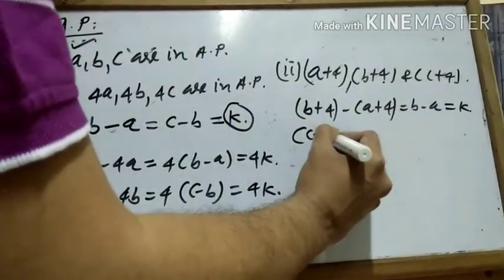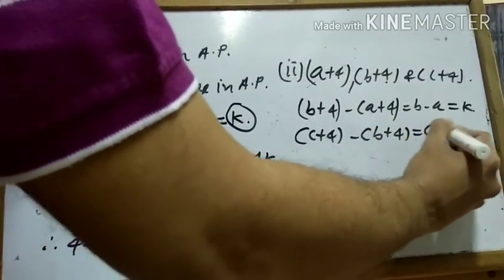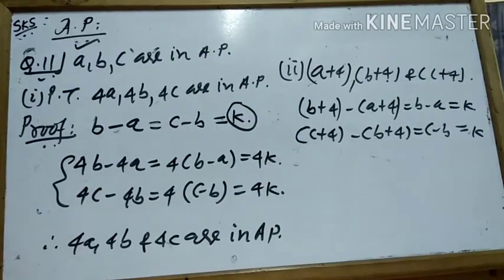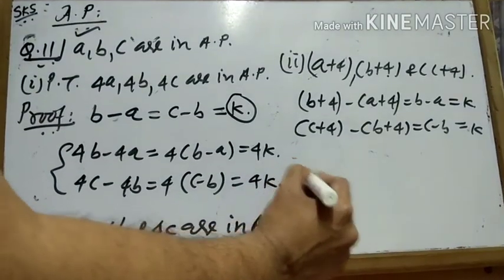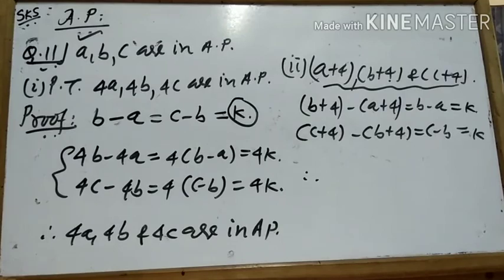Third term minus second term will be c minus b, which is equal to k. Again, the difference between the third term and second term, as well as the difference between the second term and first term, is constant. So I can say that these three terms are in arithmetic progression.